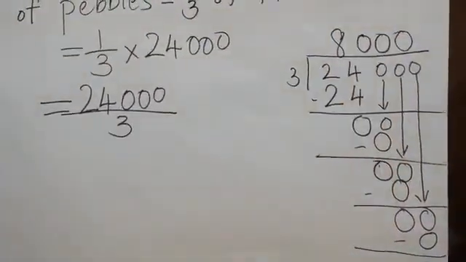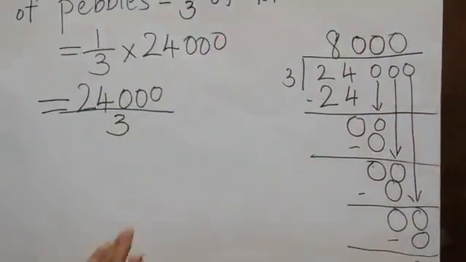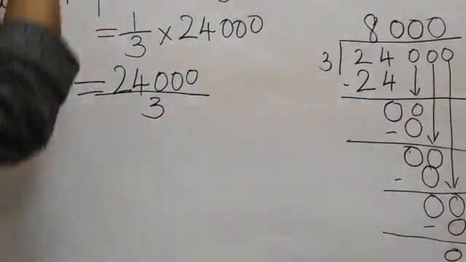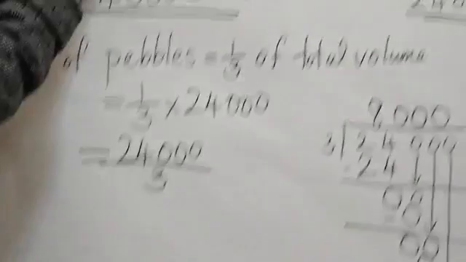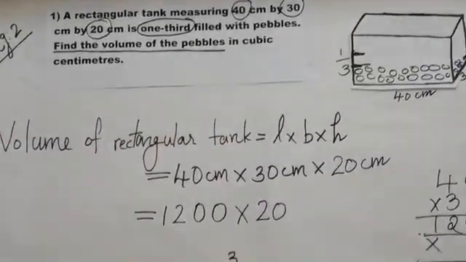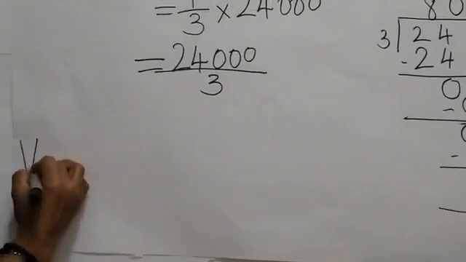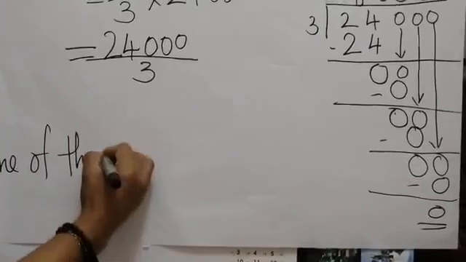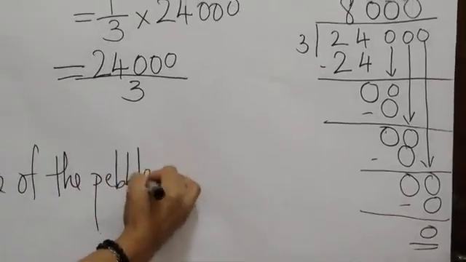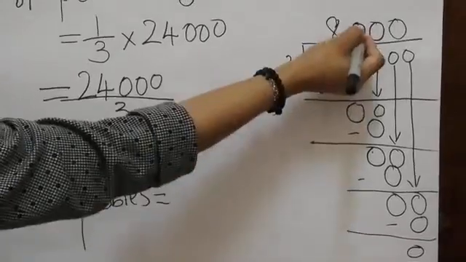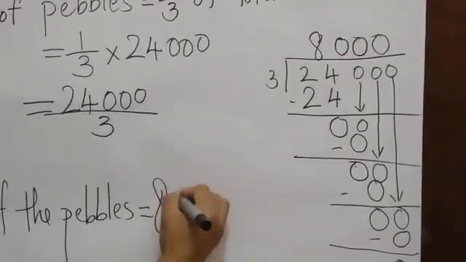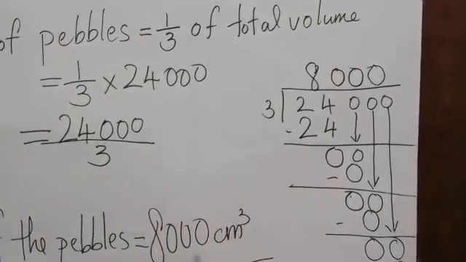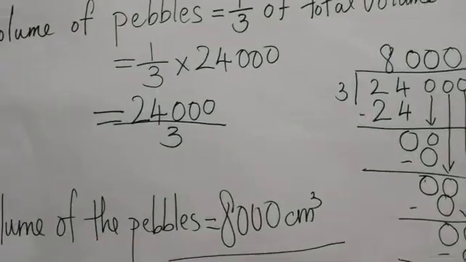So what is the question we got? 8,000. Okay. This 8,000 is the volume of the pebble. When we write the answer, we restate the question. Find the volume of the pebble. So we have to write volume of the pebbles equals 8,000 centimeter cubed or cubic centimeter.